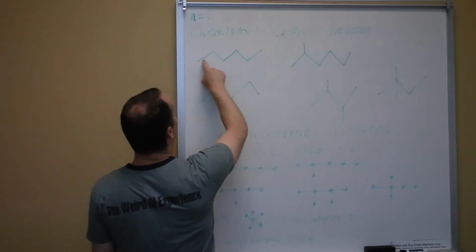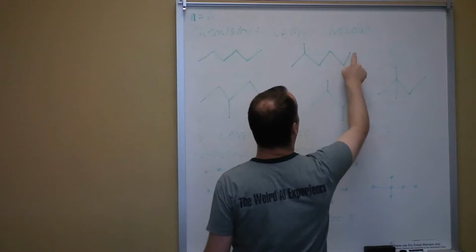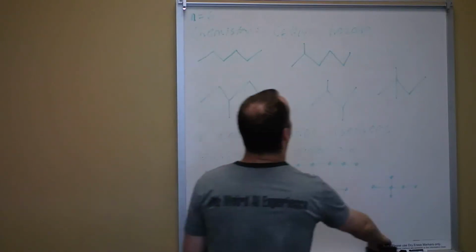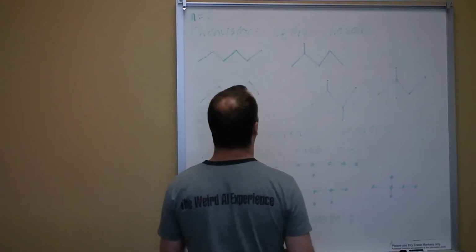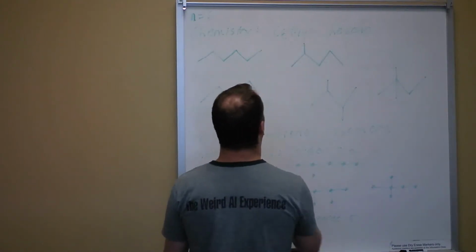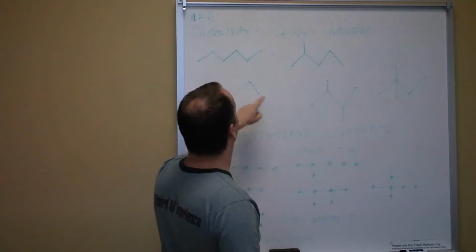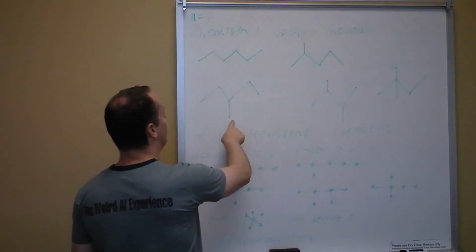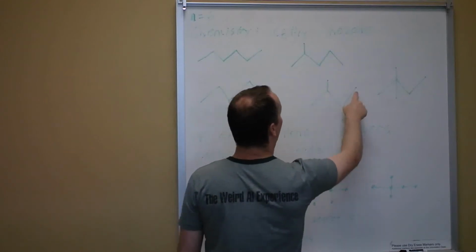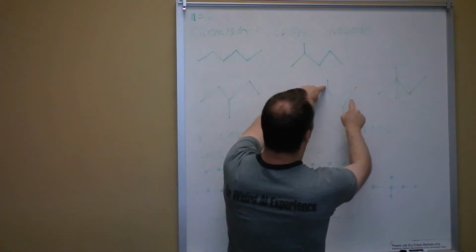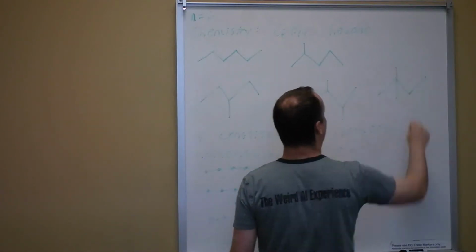So here we have 1, 2, 3, 4, 5, 6 in a row. Here we have 1, 2, 3, 4, 5 in a row, and then this one comes off the second one. Or here, we have 1, 2, 3, 4, 5 in a row, just like before, but then we have 1 coming off the third one. And then here, we have 1, 2, 3, 4 in a row, and we have 2 coming off 2 different places. And then here we have 1, 2, 3, 4, but we have 2 coming off the same place.